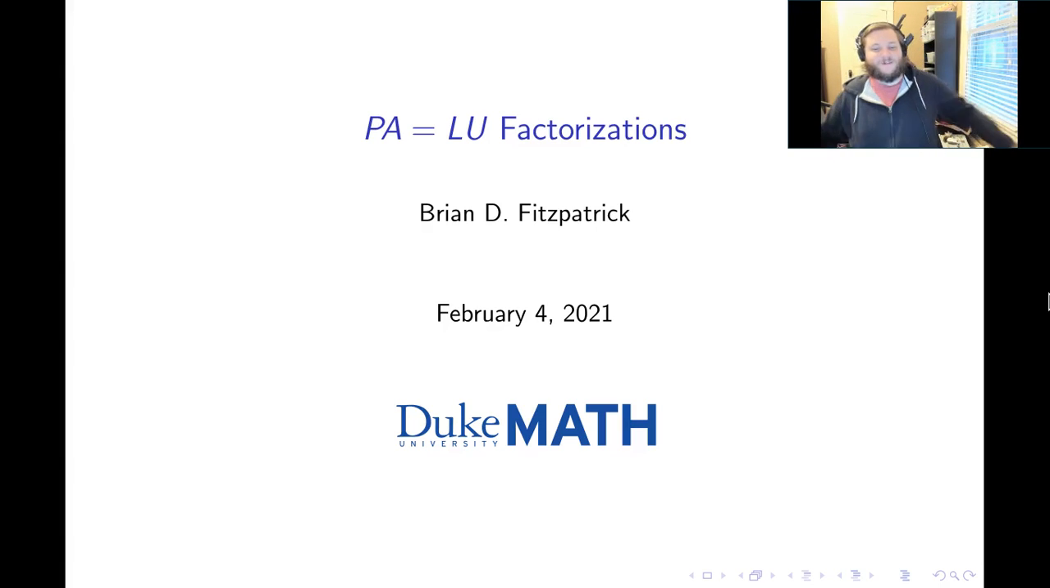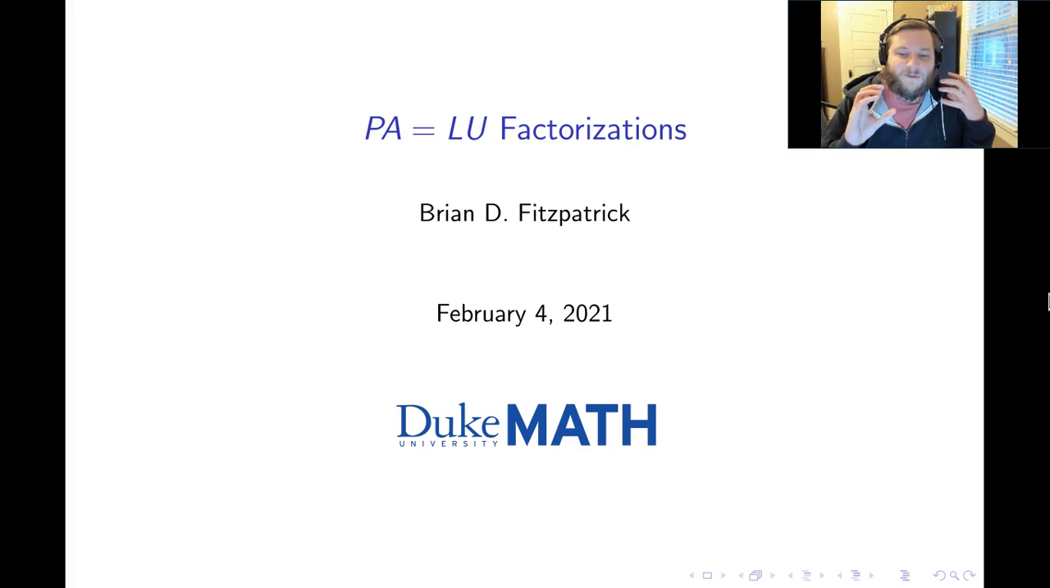PA equals LU. This is our second example of an important matrix factorization that results from performing an algorithm on a matrix. In the last lecture, we studied EA equals R, which took advantage of the Gauss-Jordan algorithm, where we used elementary matrices to represent all of our row reductions. And then when we multiplied those together, we got EA equals R.